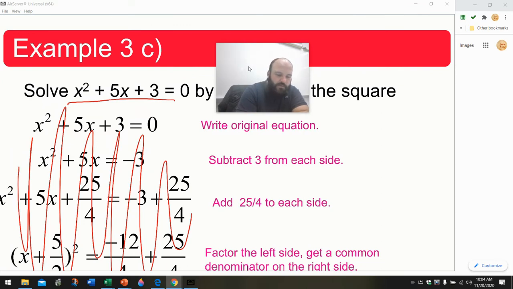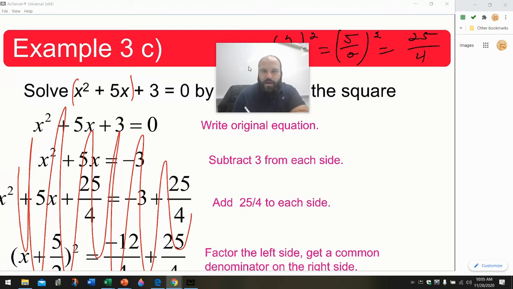So the first thing to do is to, again, verify that the lead coefficient is 1. It is. So we can proceed to the next step, which is to group the 2 x terms together and then identify what b is. B is 5 in this case. So we need to do the b over 2, the quantity squared, which is 5 over 2 the quantity squared, which is 25 over 4.